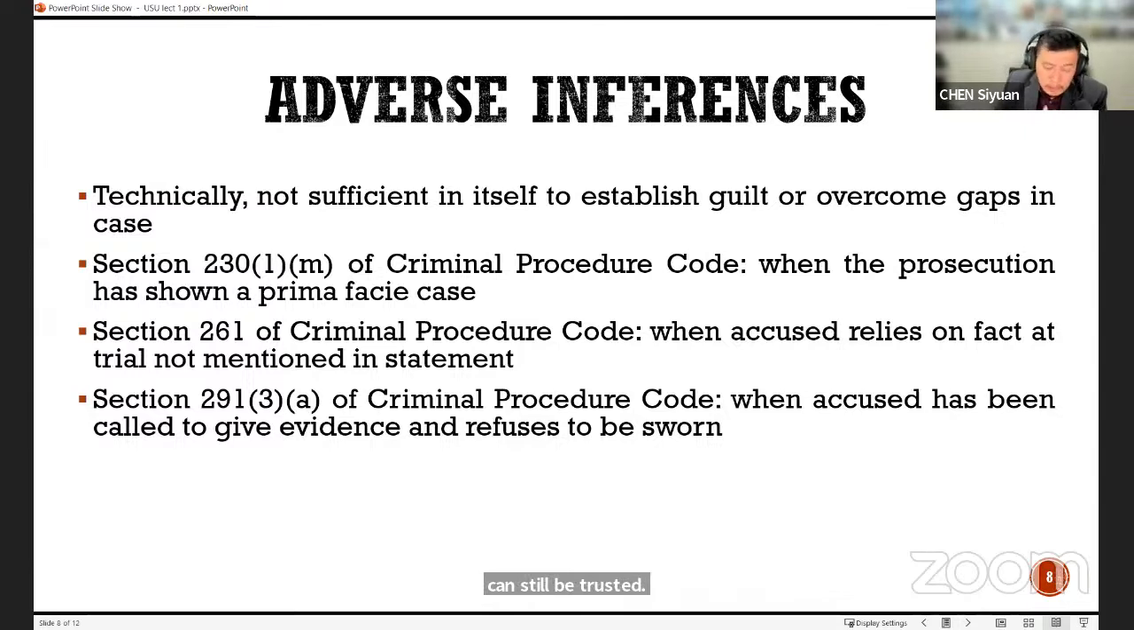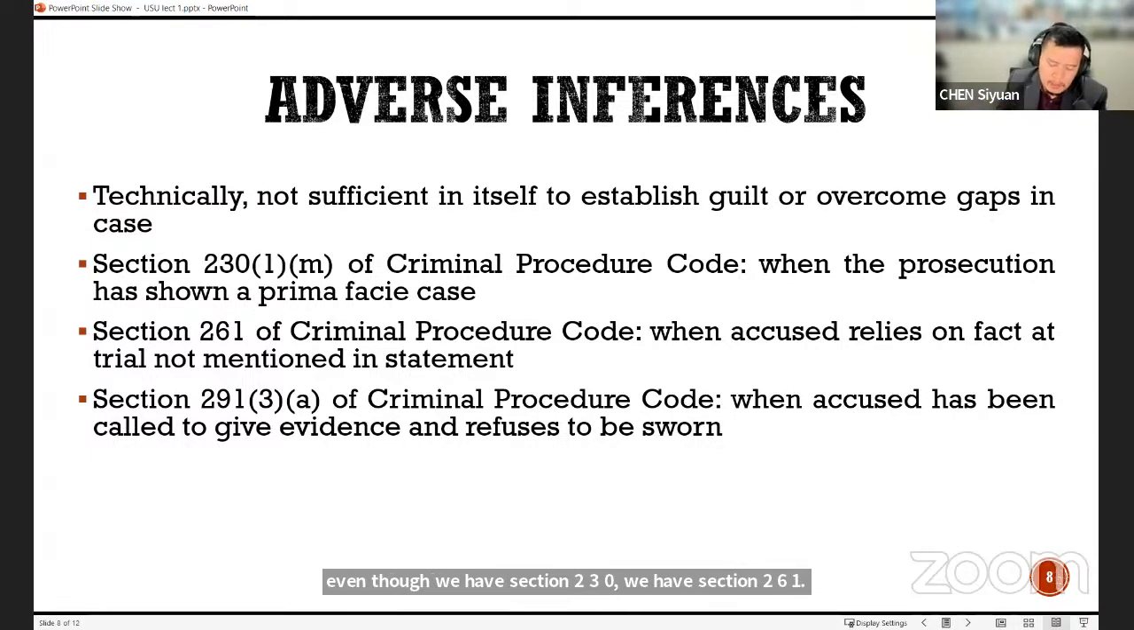So after the accused agrees to take the stand, because he doesn't have to, right? Privilege against self-incrimination means he can't be compelled. And to be clear, he can't be compelled at any stage. So even though we have Section 230, we have Section 261, it's still up to the accused. It's just that if he really chooses to keep quiet, there will be adverse inferences.